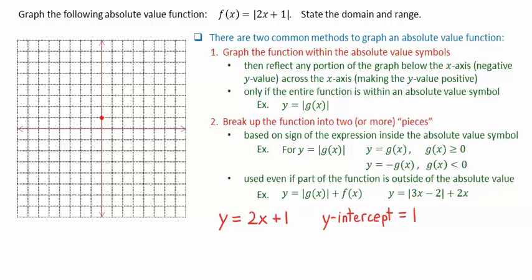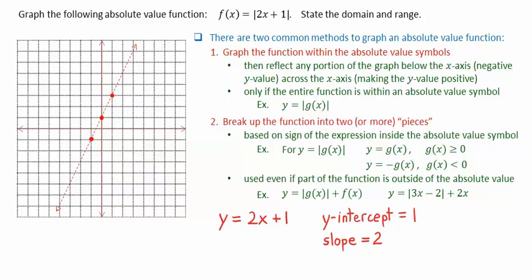That means as we go up 2, we would go right 1, or we could go down 2 and left 1. We can then draw a line through these points corresponding to a slope of 2.